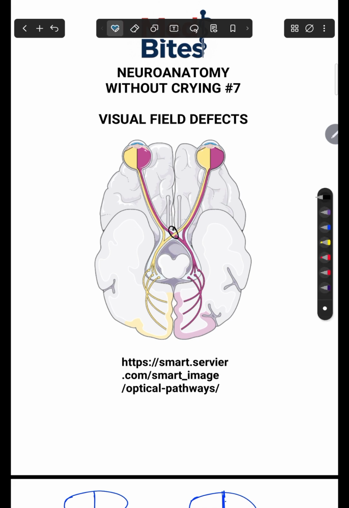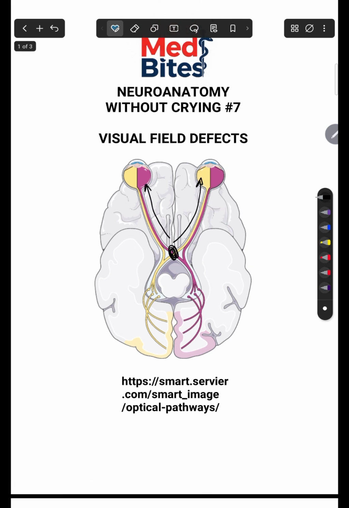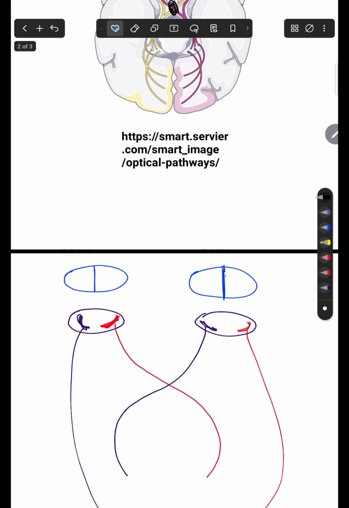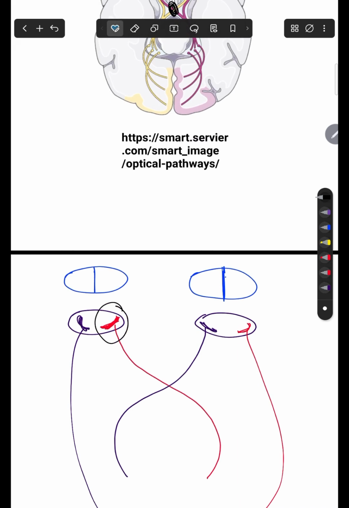So if you have a lesion at the optic chiasm, you can trace out which parts of the optic nerves are going to be damaged. It's going to be this side and this side because the lesion is right here. So the visual defects are going to present like this because it crosses, right? The nasal part is going to be fine, whereas the temporal visual field is going to be defective.